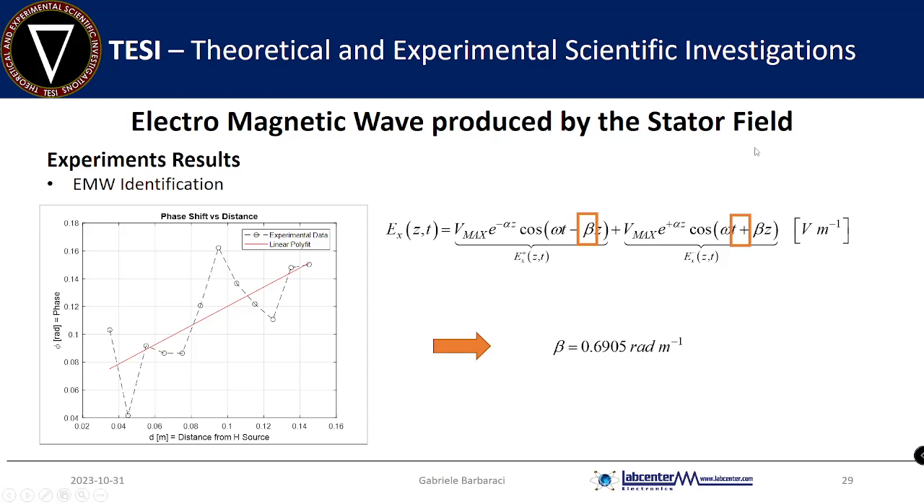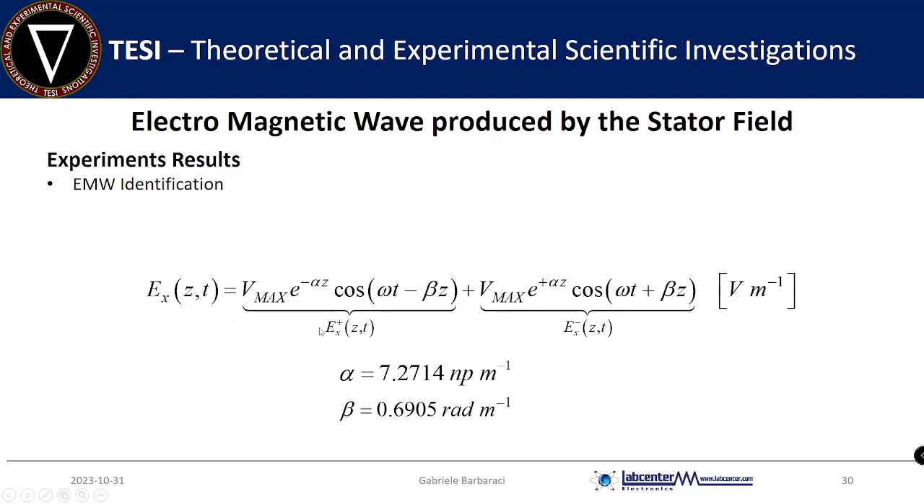Don't get confused by the plus sign here, because it looks like this part is divergent in space. This is not possible because in a lossy medium, electromagnetic waves are damped. In reality, this component propagates towards the negative direction of Z, which makes this product negative, as well as this product. So now we have identified the electromagnetic wave because we have found the voltage maximum, which is located at the source position of the magnetic field. We have alpha and beta, which characterize respectively the exponential decay and the phase shift.